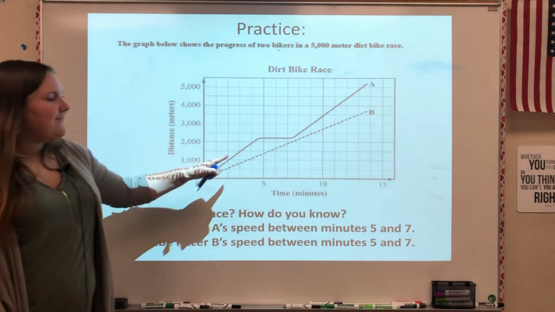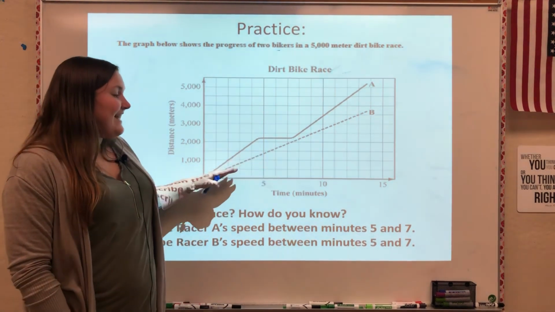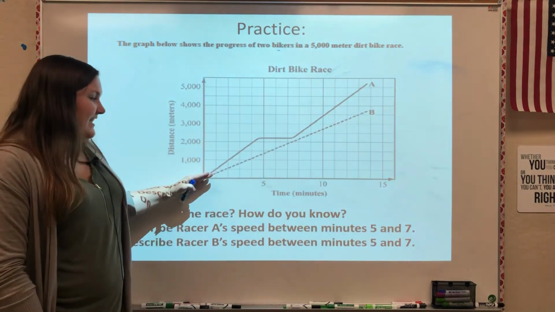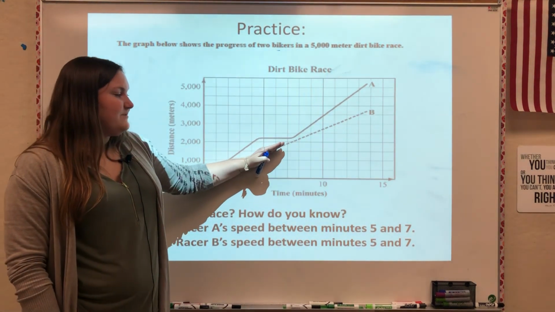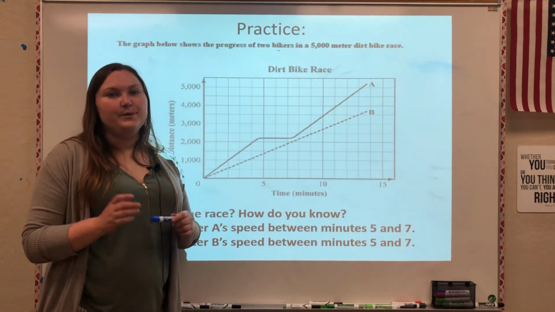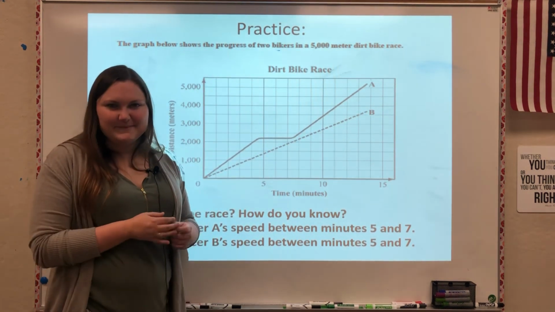The last question says, describe racer B's speed between minutes 5 and 7. Well, between 5 and 7, racer B is right here. That line is a straight line. It's not curving, which means his speed isn't changing. It's a straight line like this, which is showing he is moving forward at a constant speed. You would want to make sure you're using the words constant speed.